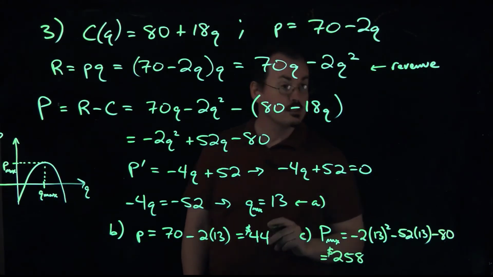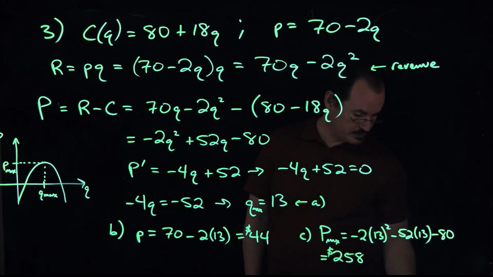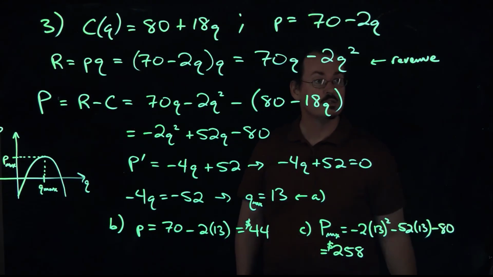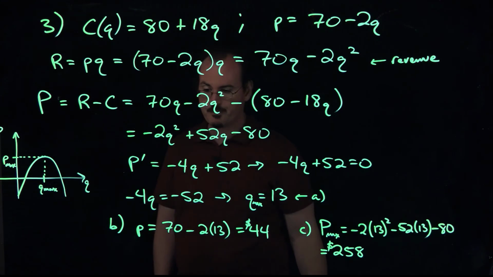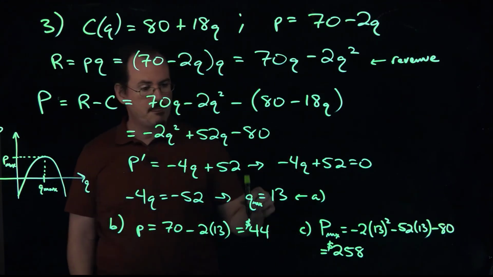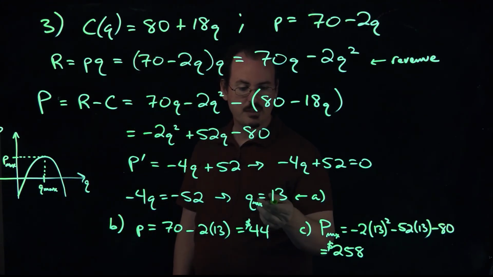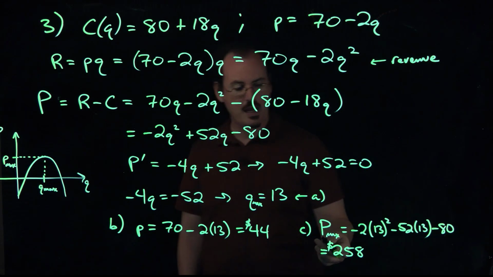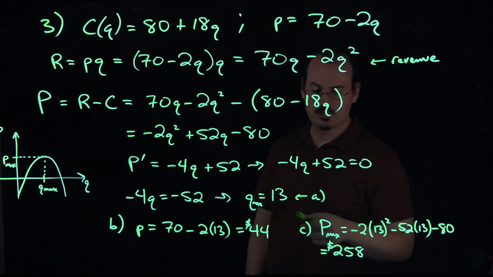$258 is the maximum profit, and I hope we can see that. Let me just move this up a little, make sure you can see it. $258 is your maximum profit. So we found 3 things. How many items do we have to sell to maximize profit? 13. How much do we have to charge to maximize profit? 44. How much maximum profit will we actually make? $258.